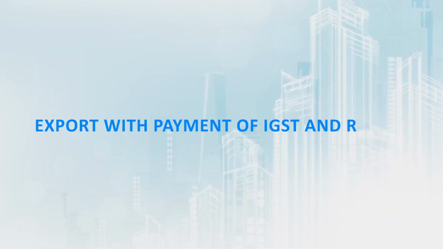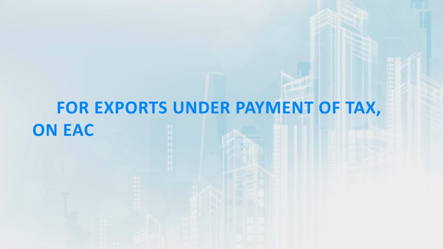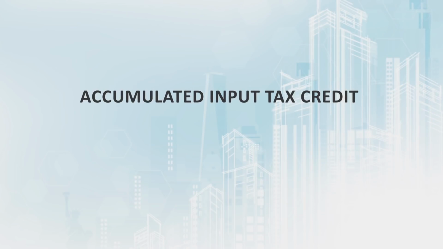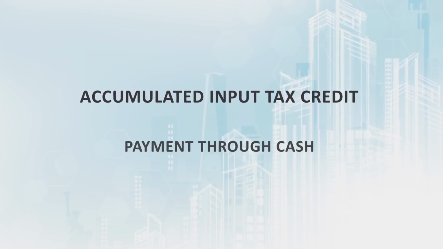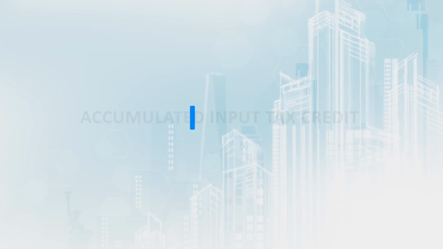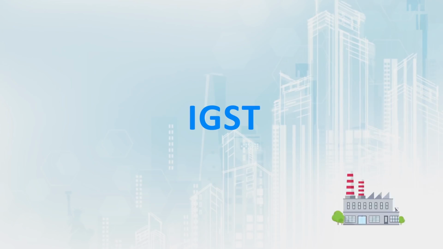Export with payment of IGST and refund. For exports under payment of tax, on each export IGST will have to be paid. IGST can be paid using the accumulated input tax credit or, if the credit balance is insufficient, by payment through cash. When exported with payment of tax, the IGST paid is eligible for refund.